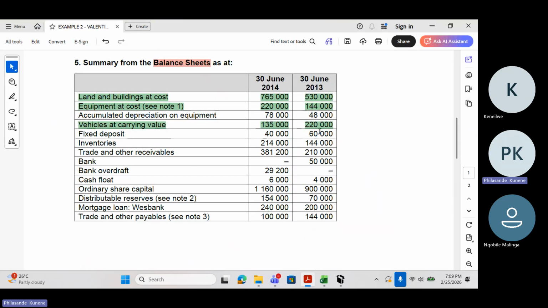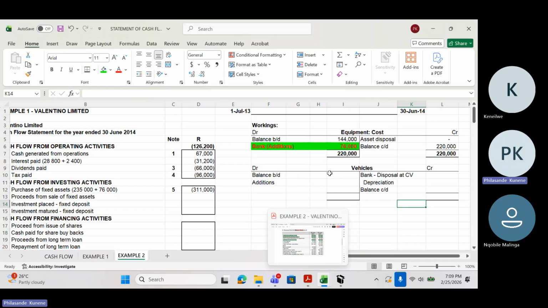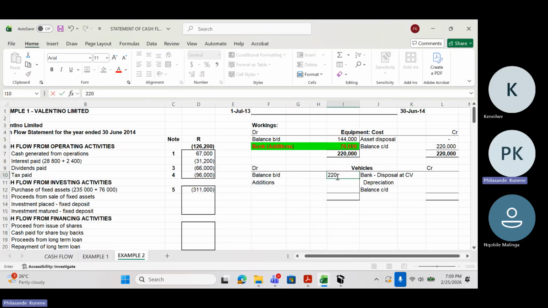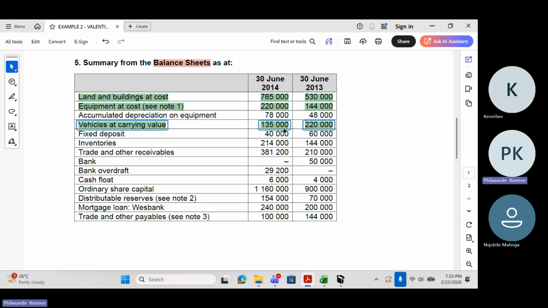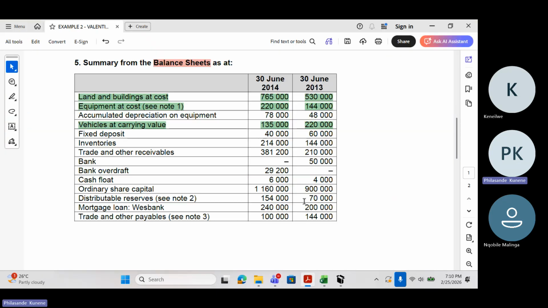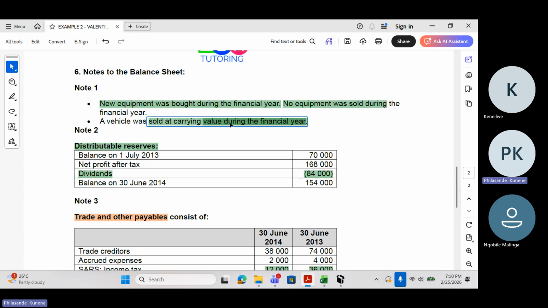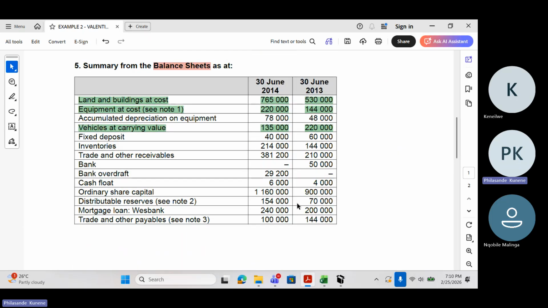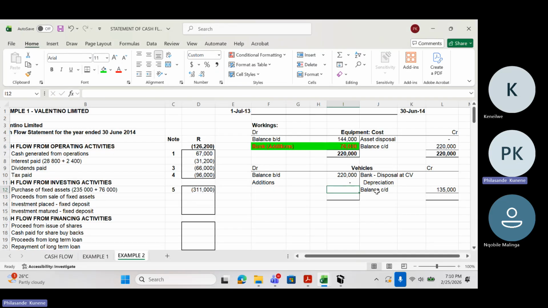Let's go and see. Vehicles at carrying value at the beginning is 220,000 rand. So here I'm going to have what? 220,000 rand at the beginning. Then at the end, how much is it? 135,000 rands. That is the carrying value at the end. Okay. Then do we have additions? What did they say about additions? Did we buy anything on the vehicles? A vehicle was sold at carrying value during the financial year, but we did not buy anything. We were not told about anything that was purchased on the vehicles. So I'm going to have 0 on the additions.